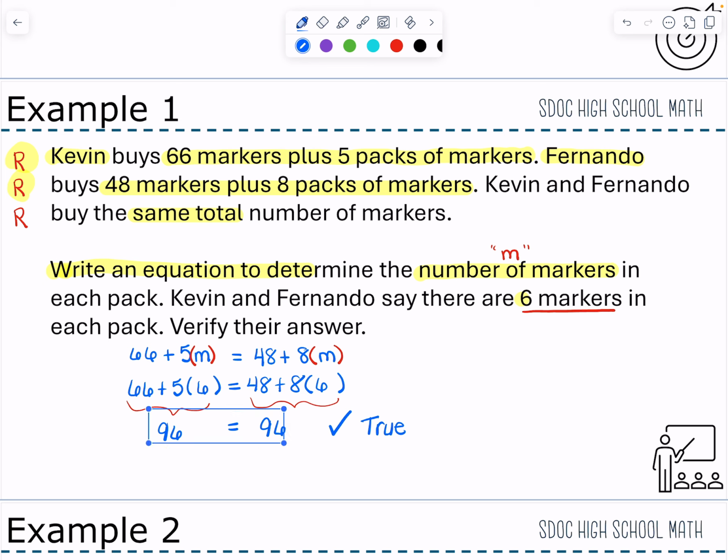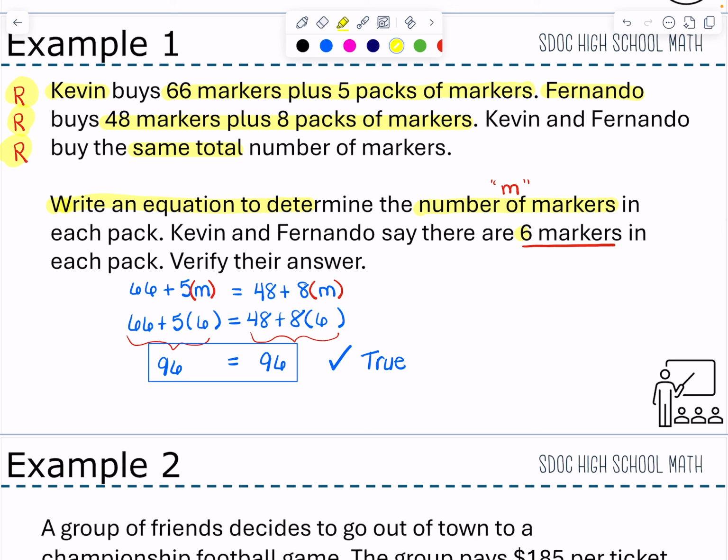Okay. All right, so now I know it's true, but I have to go back and read the question to make sure I answered it correctly. Kevin buys 66 markers plus 5 packs of markers. Got it. Fernando buys 48 markers plus 8 packs of markers. Okay. Kevin and Fernando buy the same total number of markers. Yep, that's why it's equal. Write an equation to determine the number of markers in each pack. Kevin and Fernando say there are 6 markers in each pack. Verify their answer.